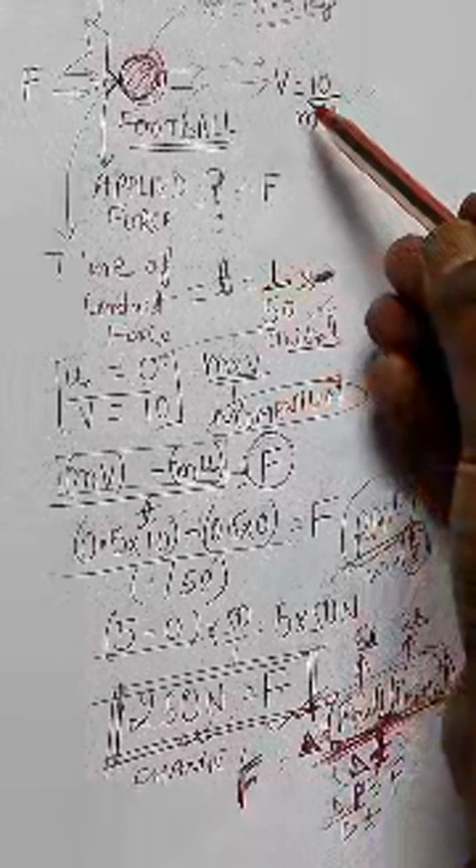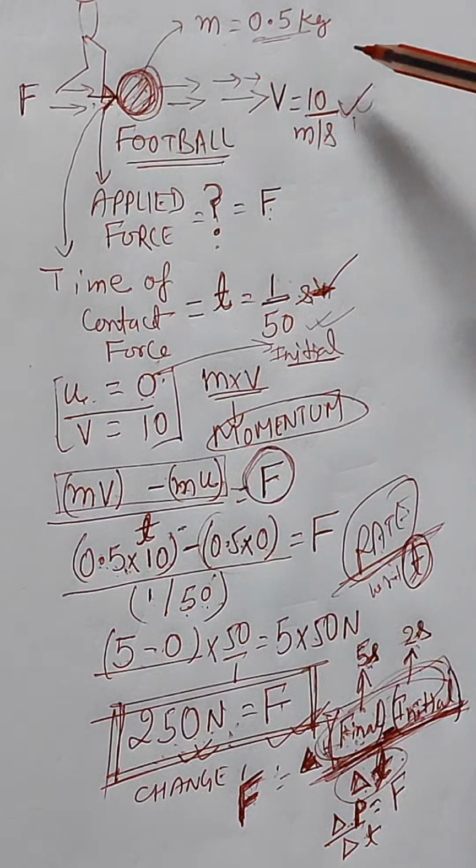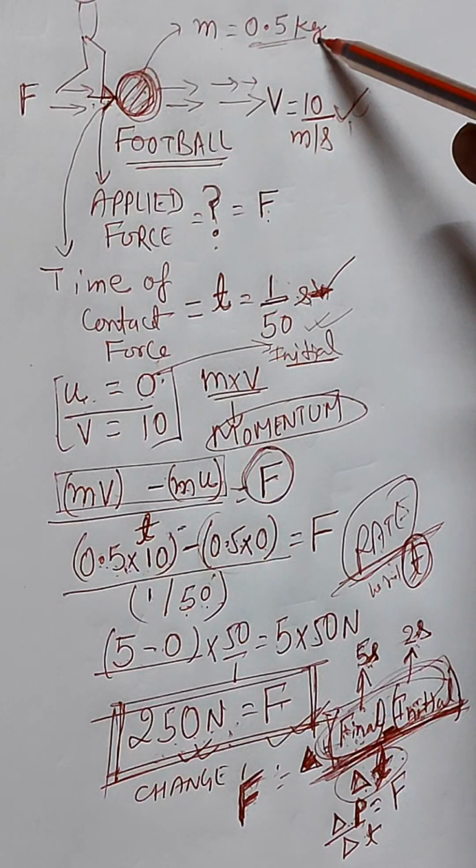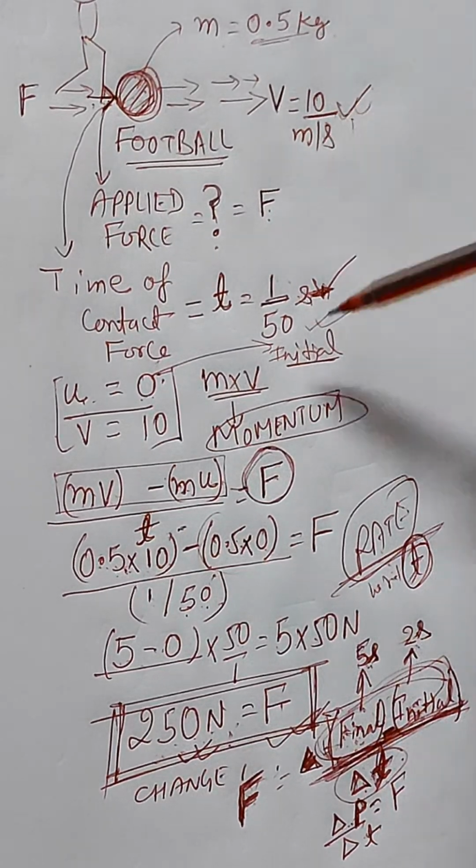Don't get diverted after seeing a lot of data. Be patient after reading the numerical, observe the data and note down what is given. As per this numerical, a football player kicks a 0.5 kg ball and imparts it a velocity of 10 meter per second. The contact time between foot and ball is given. These three things are given to you: this mass, this velocity, and time.